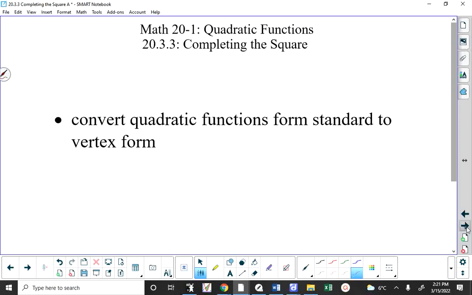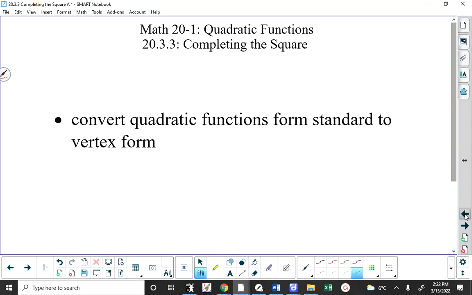So we're moving on to the next lesson here. This is section 3.3. This unit only has 3 sections in your textbook. We've covered the first one, which is the vertex form of a quadratic function. We've covered the second, which is the standard form. Now we're going to cover the third. Section 3.3 is called completing the square.